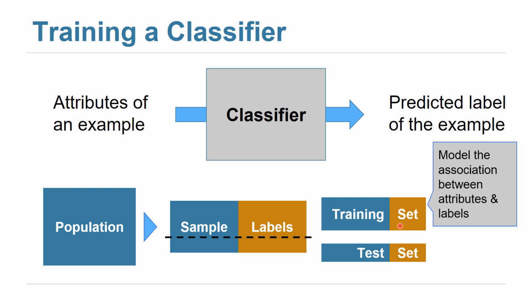So in the training set, we model the association between the attributes and the labels. We try to find relationships between the attributes and the labels, which means that we will learn patterns from this labeled data. But the test set will be used to estimate the accuracy of the classifier.